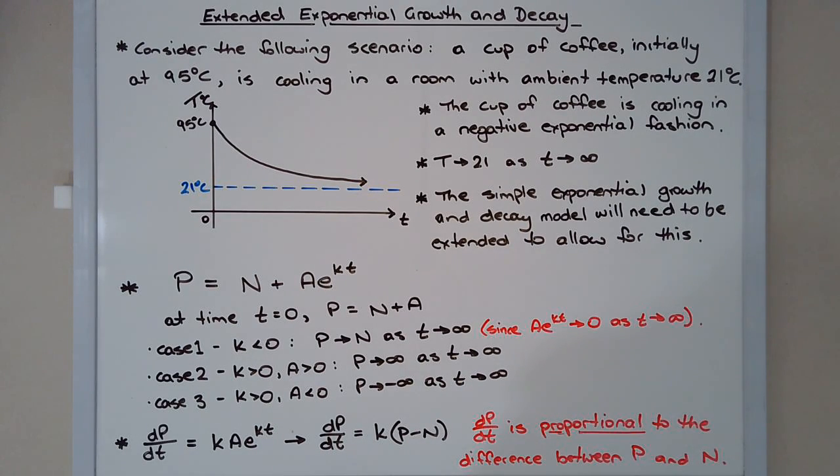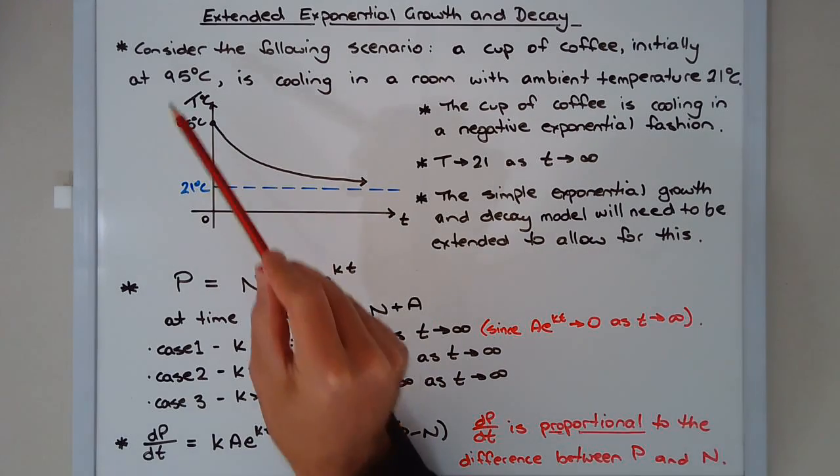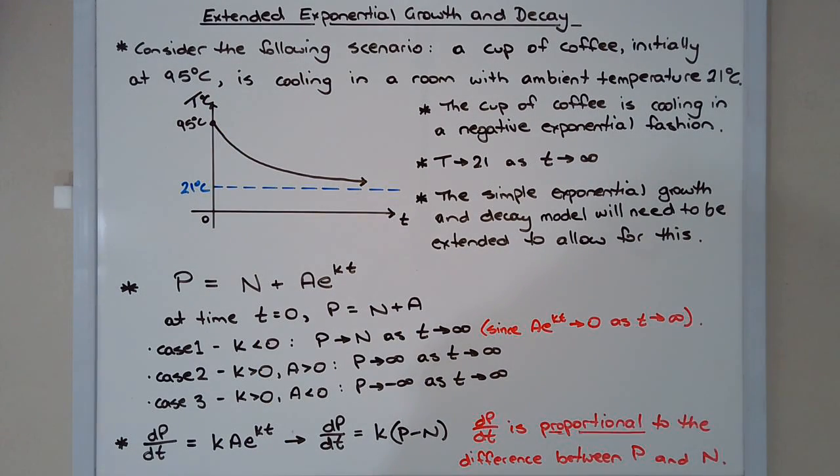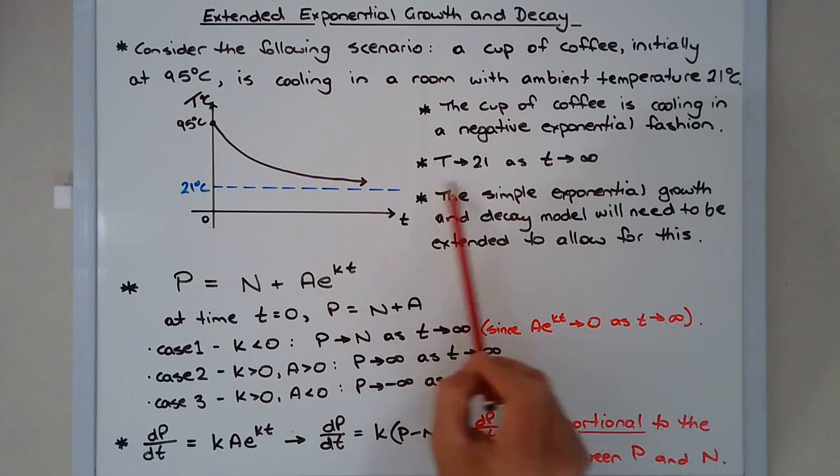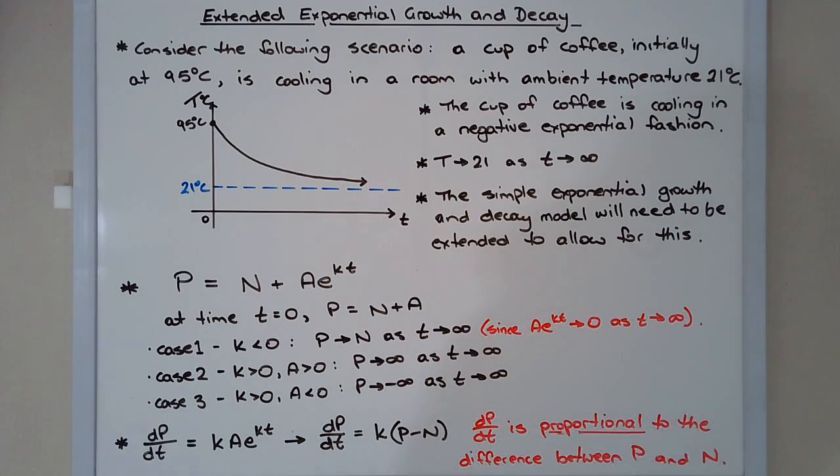Extended exponential growth and decay. Consider the following scenario. A cup of coffee, initially at 95 degrees Celsius, is cooling in a room with ambient temperature 21 degrees Celsius. Now the cup of coffee is cooling in a negative exponential fashion, and this can be seen on the graph. Now the temperature of the coffee approaches 21 degrees Celsius as time approaches infinity.